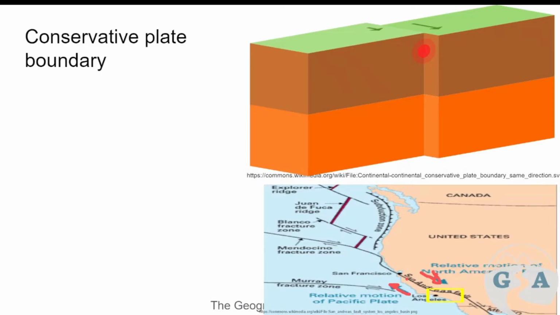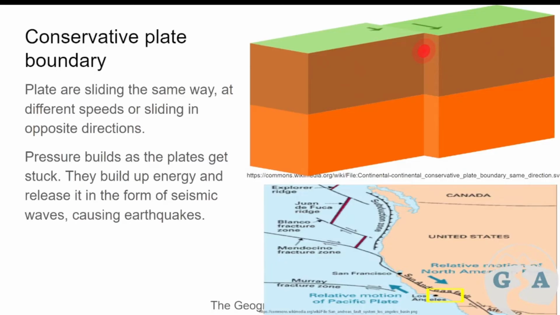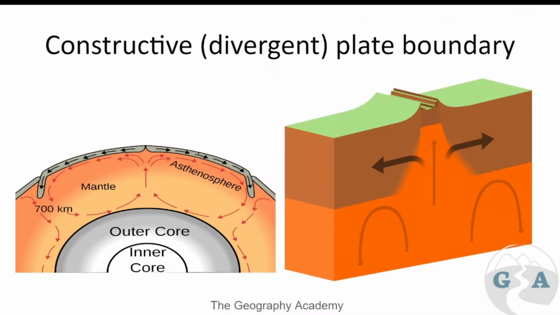So this creates a conservative plate boundary, and here we can see they're both moving, but one is moving quicker than the other one. So either way, what happens is friction builds up at one point in these enormous tectonic plates, and then the pressure is released, and then seismic waves start to come from that point. So sliding in the same way or opposite directions, pressure builds up and is released, causing seismic waves or earthquakes. So note at this plate boundary, the conservative plate boundary, and it also is called a transform plate boundary, we do not see volcanoes appearing here.